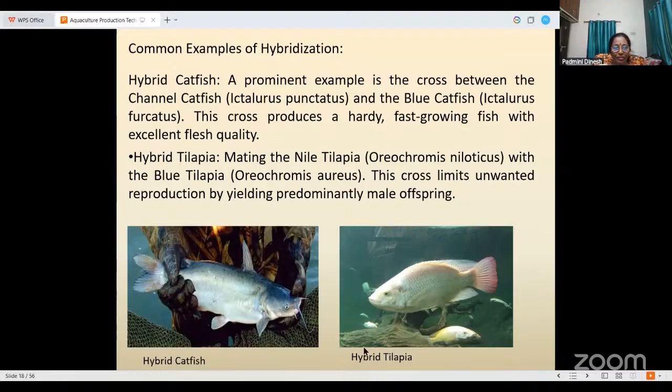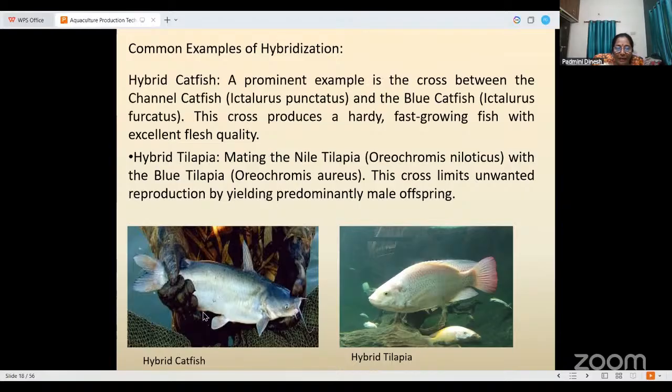The first one is a catfish. You must have seen this catfish on the roadside where they have small plastic pond-like structures, and they have these catfishes present in them, those elongated, ribbon-like ones, and you must have also seen the whiskers on them. So all those fishes which have those whiskers are called catfish. The example over here is a cross between the channel catfish and a blue catfish, which gave a fast, hardy one. Hardy means better immunity, a fast-growing fish with excellent flesh quality.